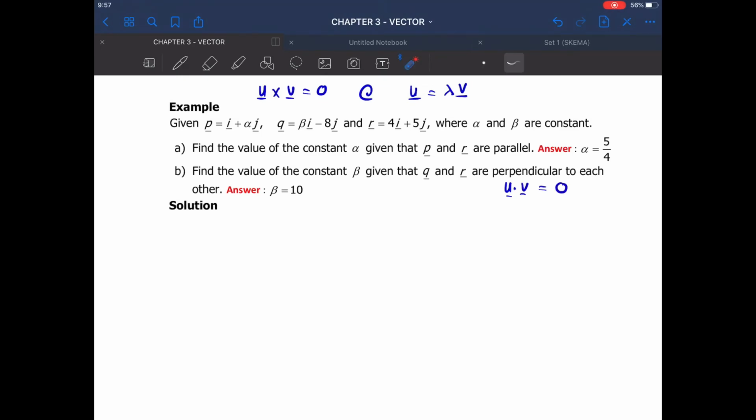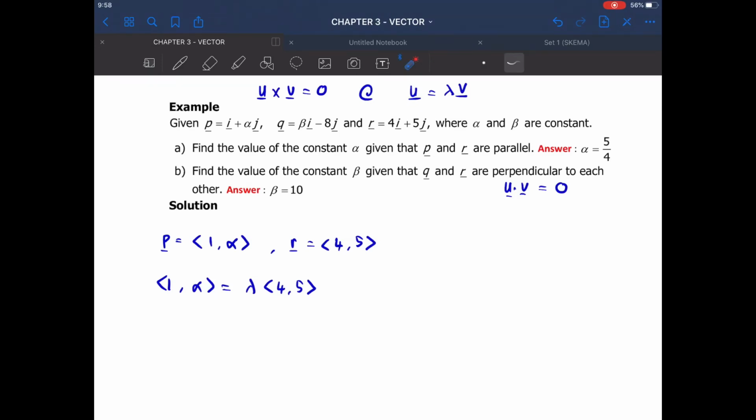So now we will find the value of alpha such that p and r are parallel. So vector p is equal to (1, alpha). Vector r is equal to (4, 5). So I will use the first method here. Vector u is equal to lambda v. Okay, so we will arrange p on the left hand side. (1, alpha) is equal to lambda (4, 5). If the lambda is equal, it means that the vectors are parallel.